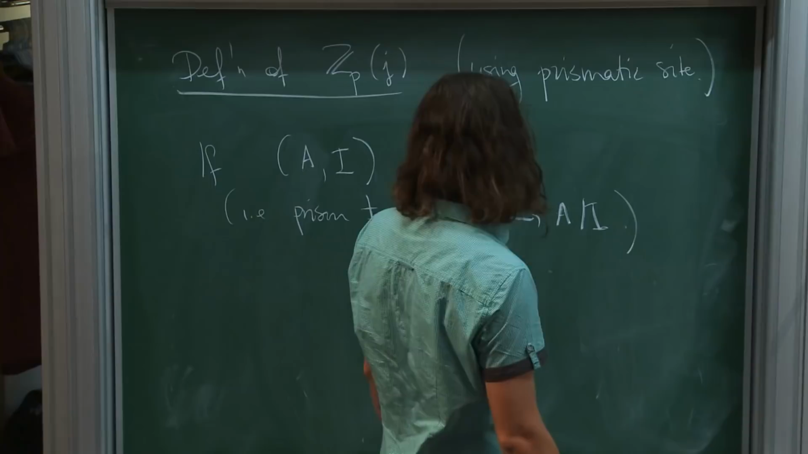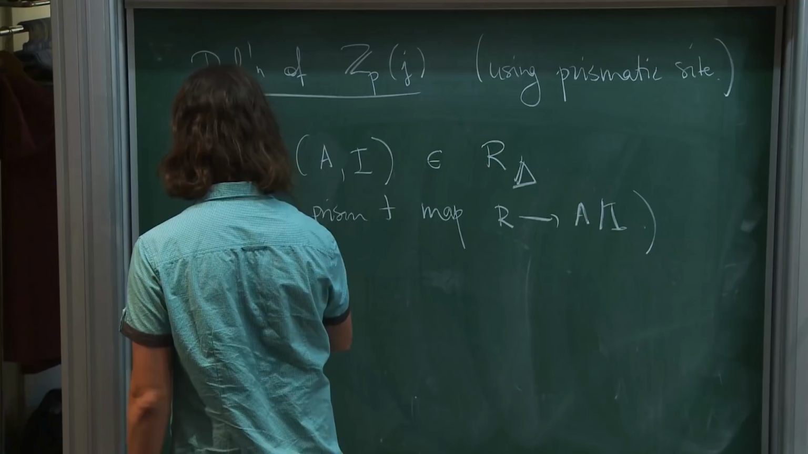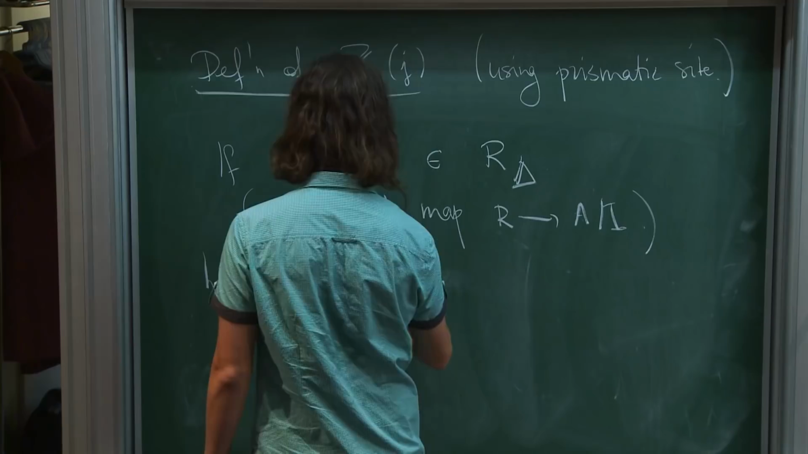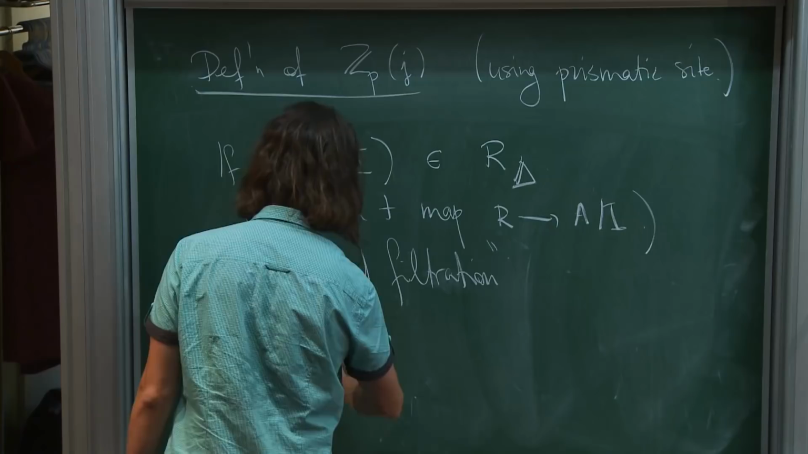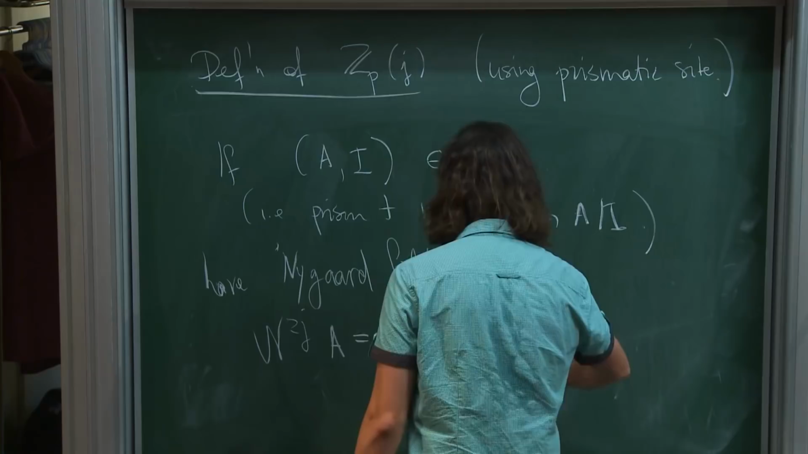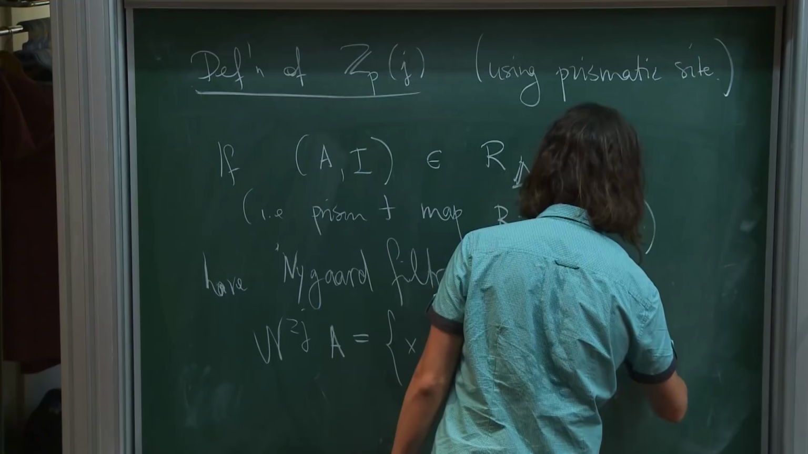Then you can define a Nygaard filtration. Let's call this Fil^j_N A. This is the set of all elements x in A such that, like I was using this phi symbol, φ(x) lies in I^j, which is a subset of A. This is a submodule of A.